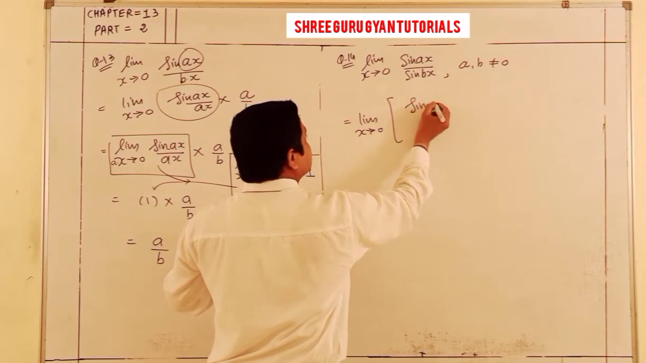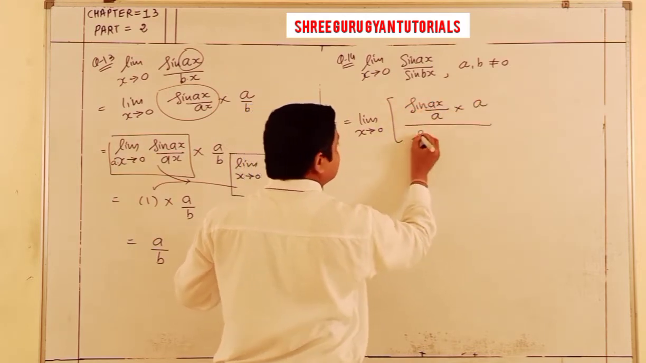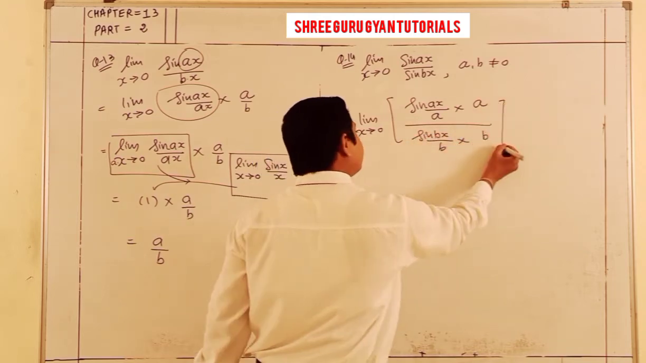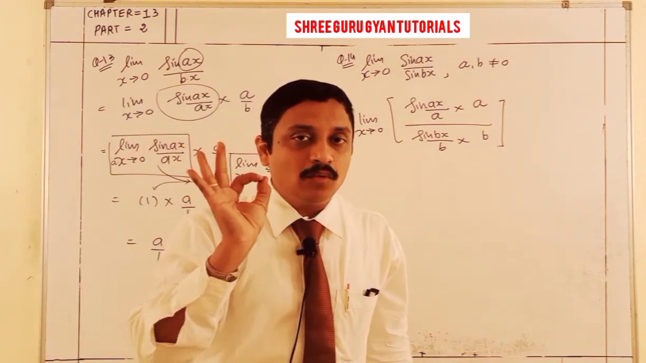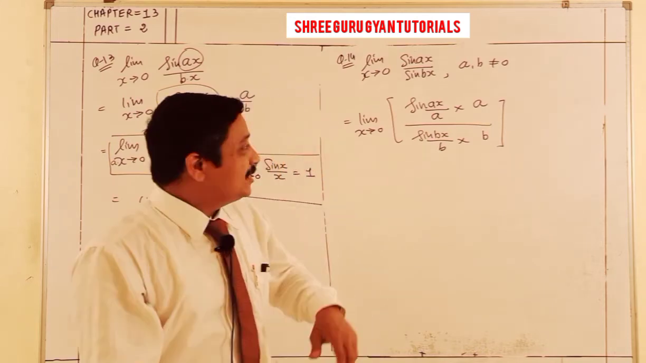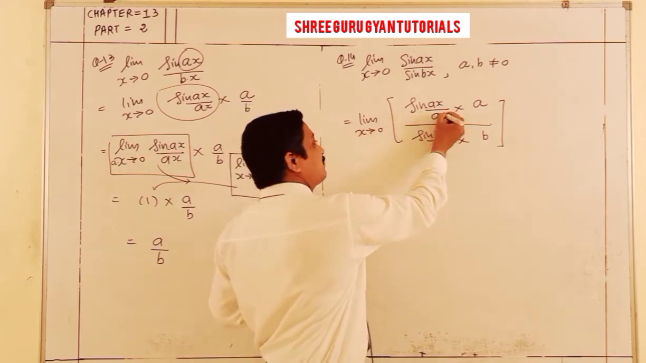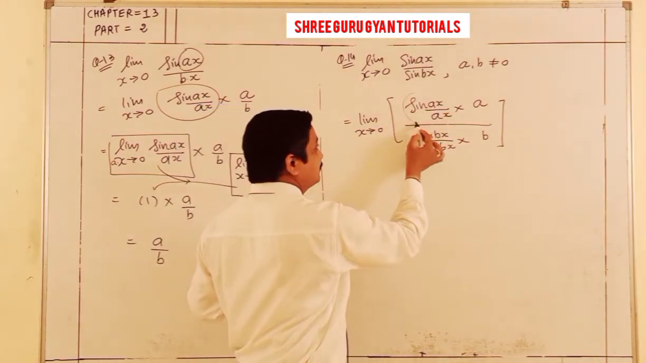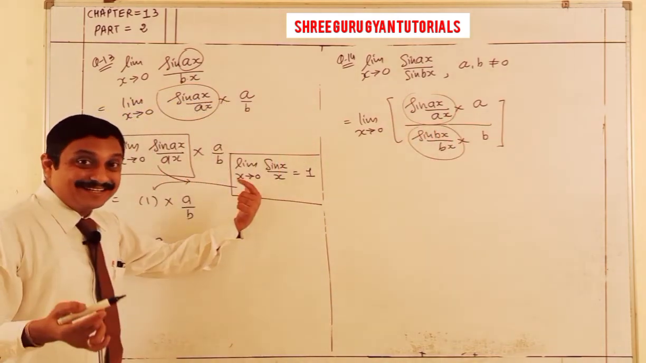Sin ax by a into a, sin bx by b into b. First think in your mind what the coefficients given to sine related x are. Here a balance, b balance. Now extra balancing x in both terms. This cover and this cover, if you use this formula, it is 1 only.